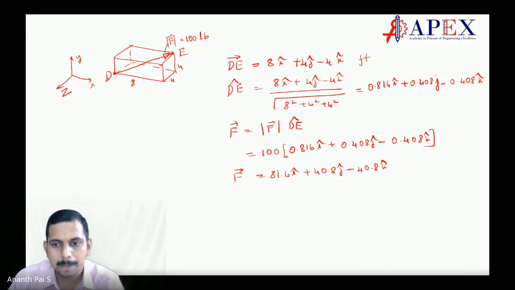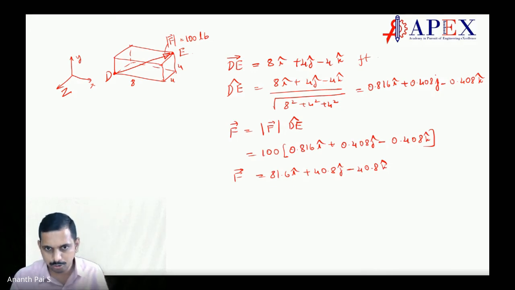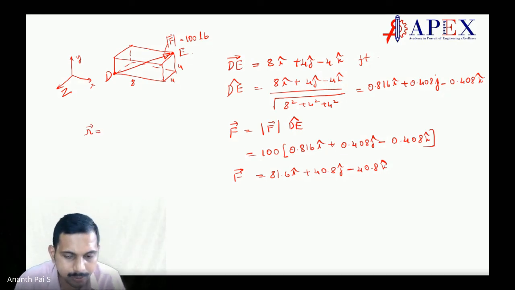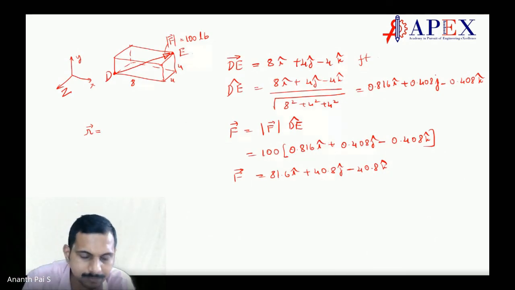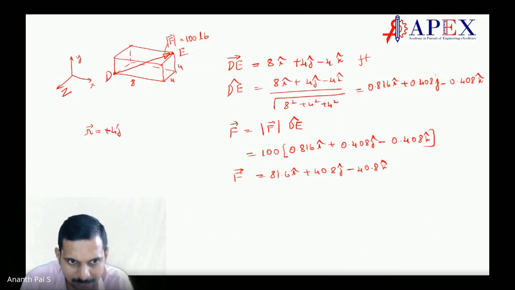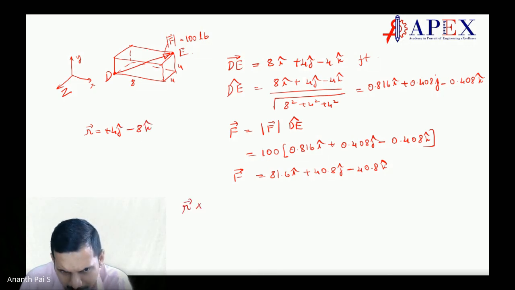Okay, so that is my force vector. Once I get the force vector, the r vector we have found out. What is the r vector? If you consider r with respect to b, it is 8k minus 8k and then plus 4j. So the r vector is plus 4j minus 8k. So what is r crossed with f?